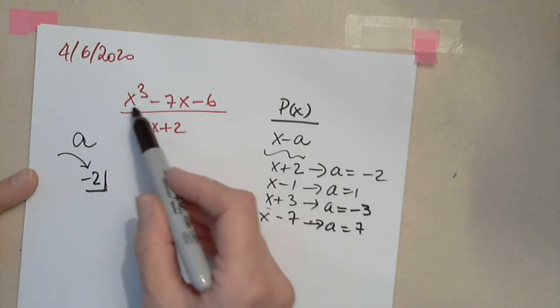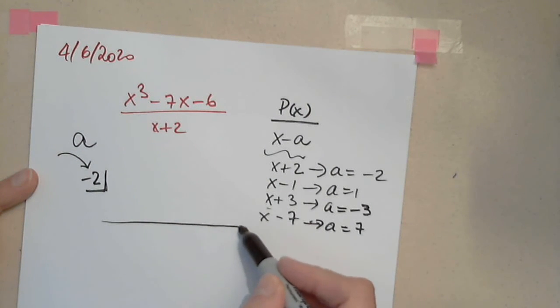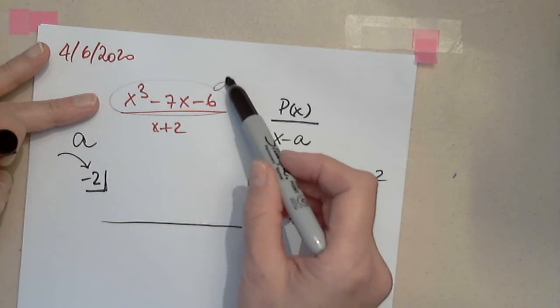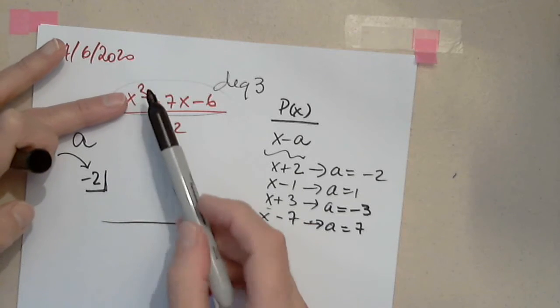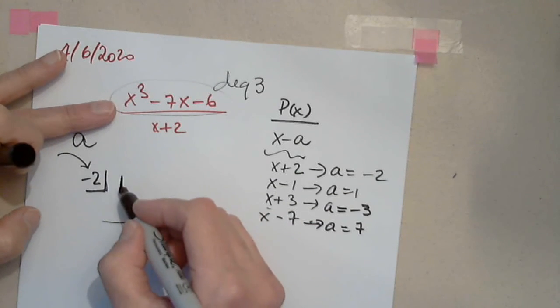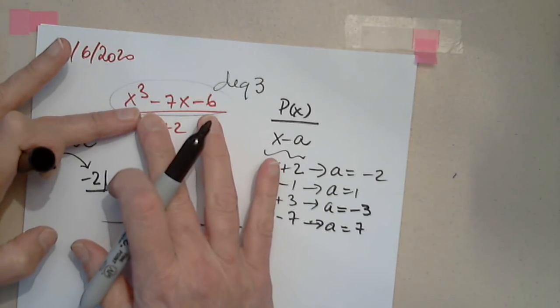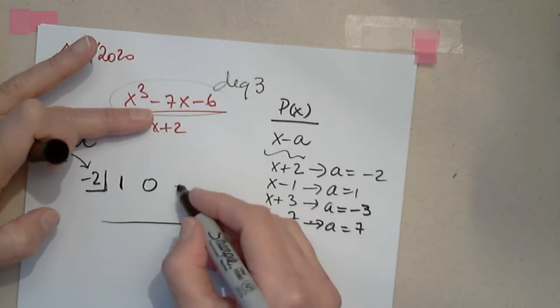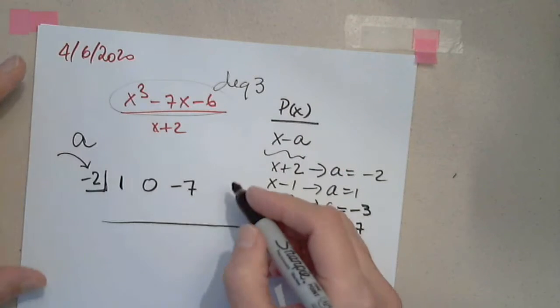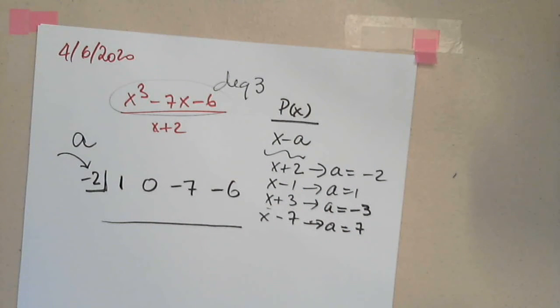Now the coefficients have to be in descending order. Since the degree is 3, it has to start with degree 3 and the coefficient is 1. As you see, degree 2 is missing, so I have to write a 0. Degree 1 has a coefficient of negative 7, and degree 0 has a coefficient of negative 6.